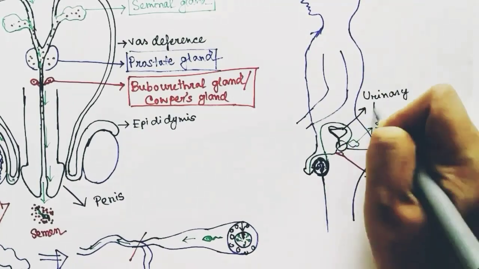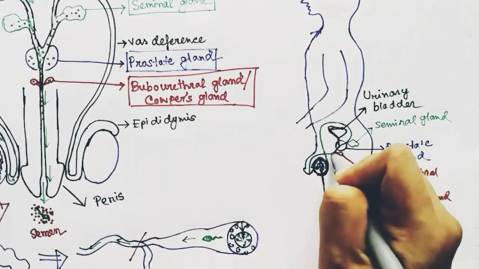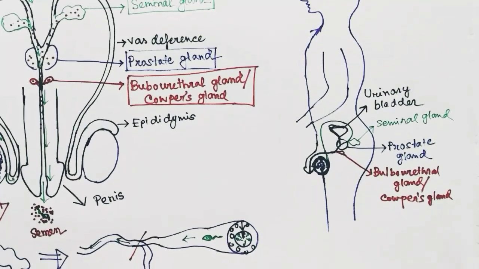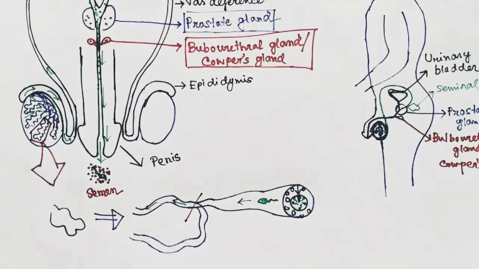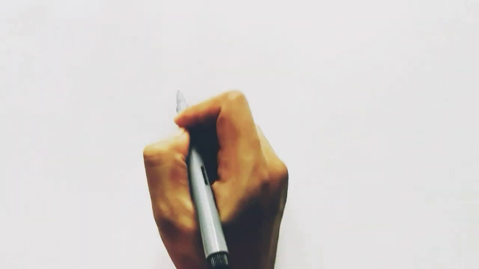And the urinary bladder is present over the prostate gland, and the urethra starts from the urinary bladder, and then the ejaculatory duct, which is coming from the vas deferens, will connect to the urethra. And in the male reproductive system, the passage of the urine and the semen is the same, which is not the case in the females. Let's do a quick recap now.